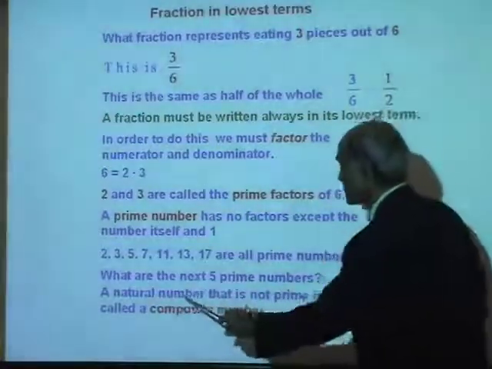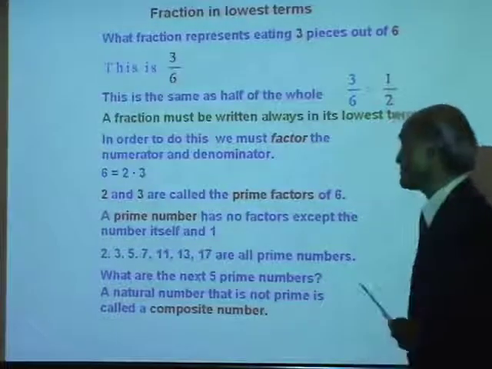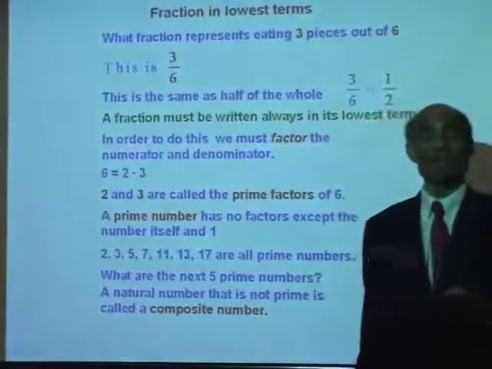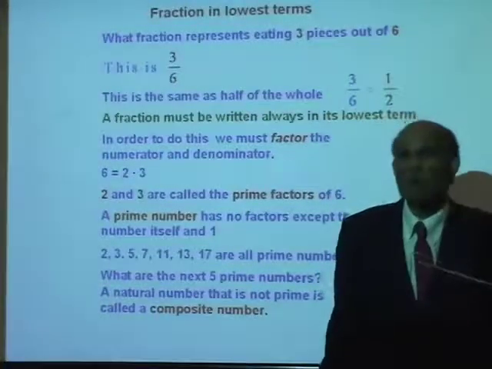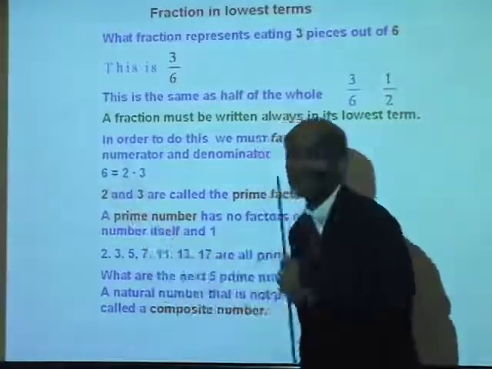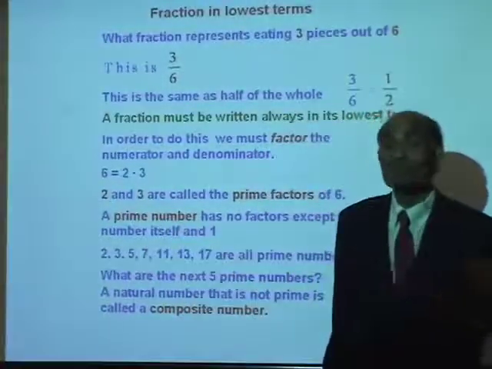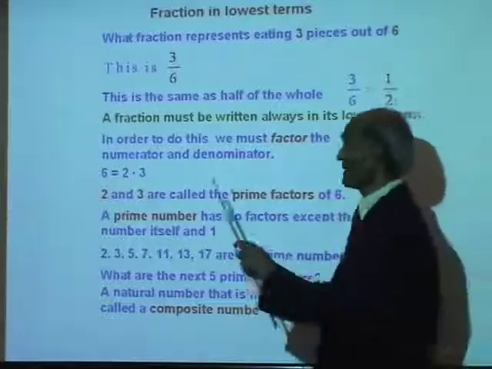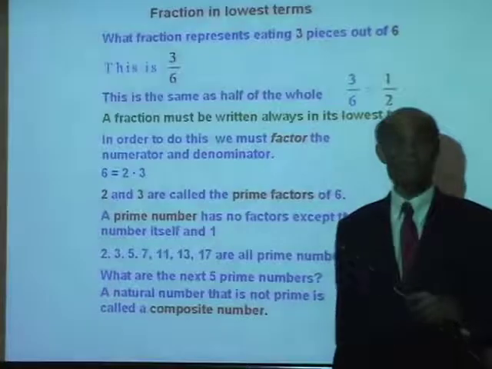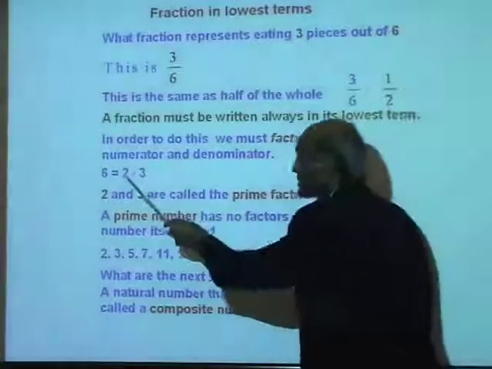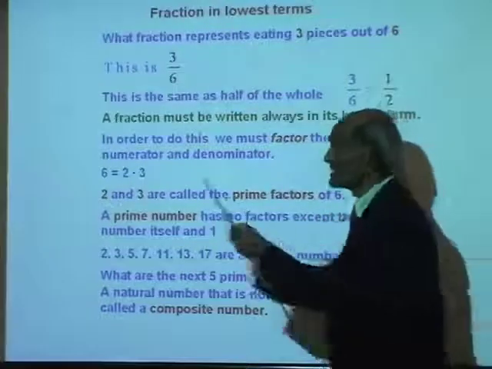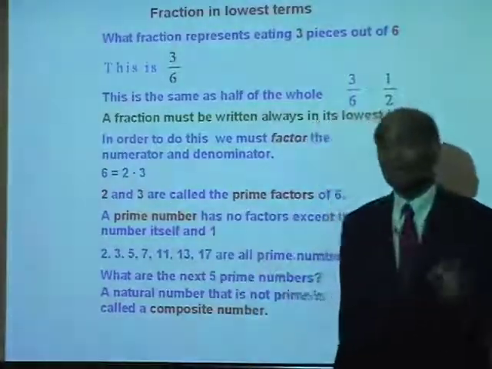Alright, a natural number that is not a prime number is called a composite number. A composite number is composed of factors. For example, 6 is not a prime number, it is a composite number. Why? Because 6 equals 2 times 3. Is that right? So, while 2 and 3 are prime numbers, 6 is a composite number.